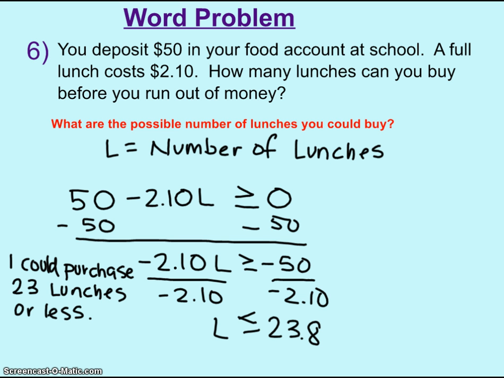Make sure that you understand what your variable represents and make sure that you understand what your answer means. In this case, it's the possible number of lunches I could purchase.